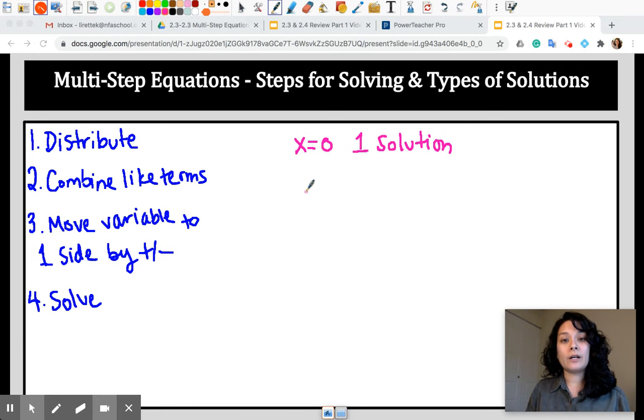Now that we're solving more complicated equations, you could get something that looks like this. You could get something that looks like 2 equals 0, let's say. So when this happens, as you're solving the equation, as you're combining your like terms, trying to get all the variables to one side by adding or subtracting, what ends up happening is that the variable ends up canceling out completely, and you get a false statement. You get something that's not true. 2 does not equal 0, okay? When this happens, we write as our final answer, no solution.